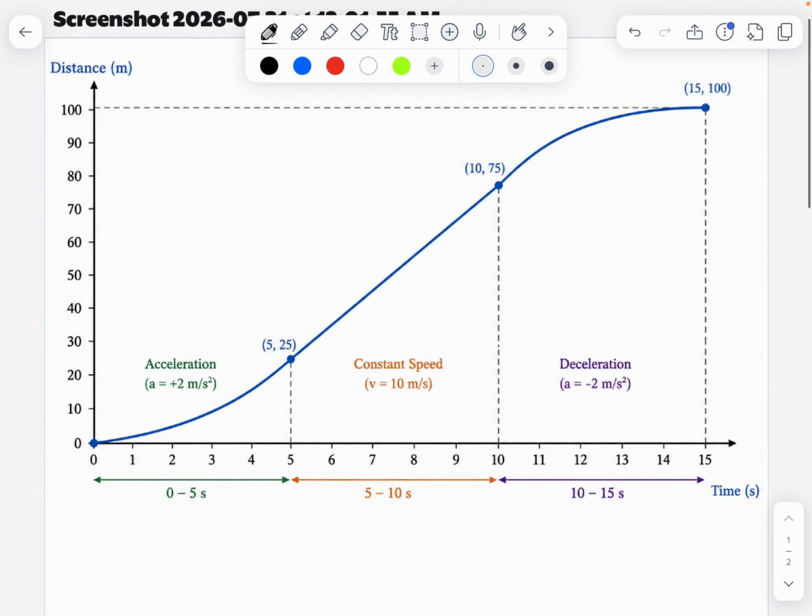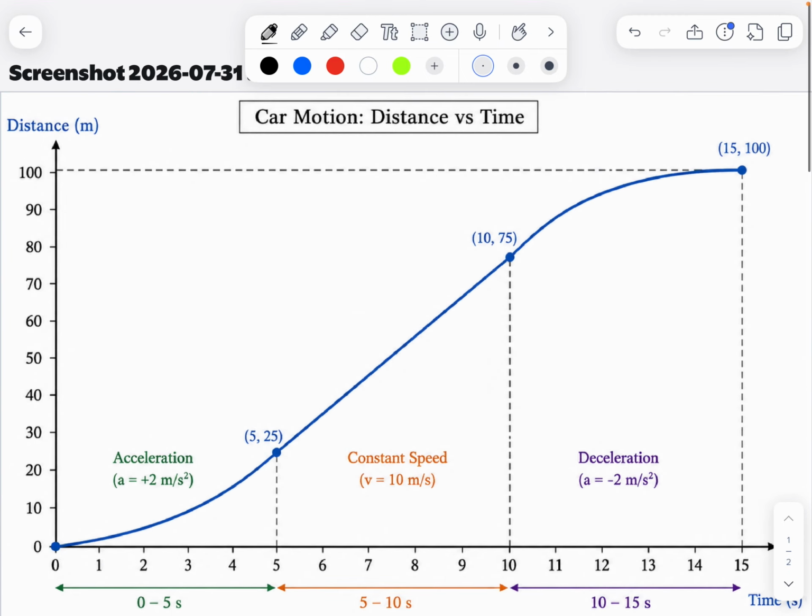This is a graph of a car traveling 100 meters. You can see that there are 3 sections. So when you first look at this graph, you might think that it only tells us how far the car has traveled over time. The horizontal axis represents the time in seconds, and the vertical axis represents the distance in meters. But this graph contains much more information than just the position.